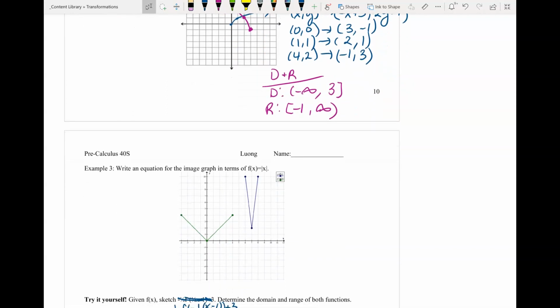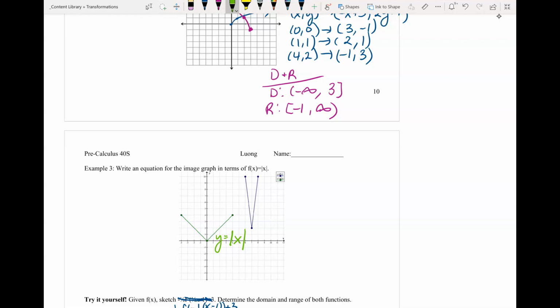In our next example, we want to work backwards. We were given the 2 graphs, and we want to find the equation for the transformation. So we know this green one here. This is y equals the absolute value of x. And it doesn't go on forever. It's just a portion of this graph.